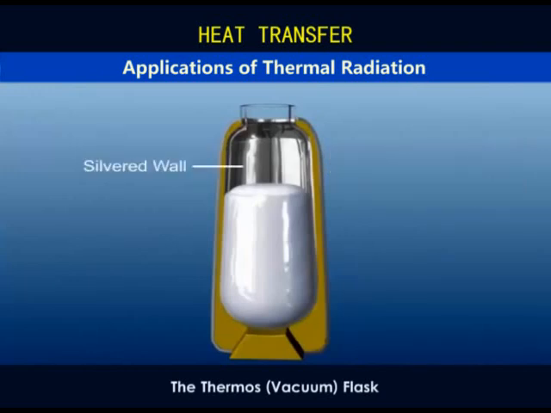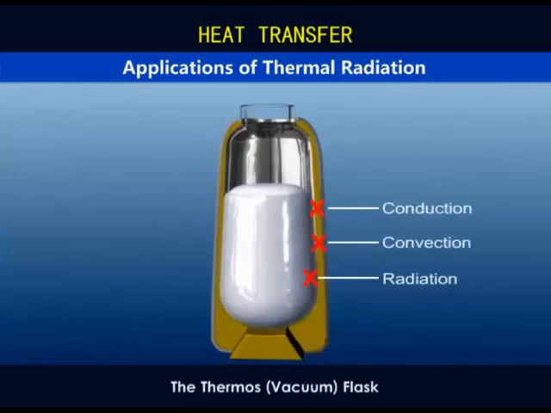The silvered walls of the glass vessel are poor radiators and good reflectors of heat. The heat radiated by the liquid is reflected back into the liquid by the shiny silvery wall. So, heat loss through conduction, convection and radiation is prevented, and thus the hot liquid stays hot for longer.